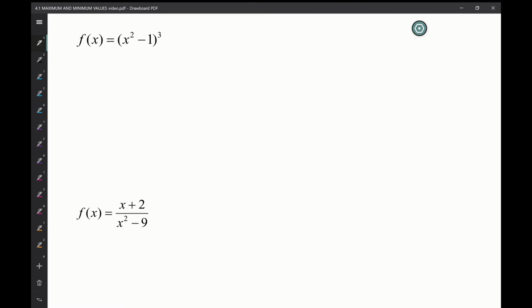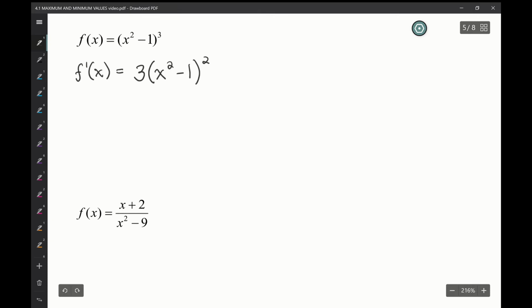Let's look at this next function. We have f of x equals the quantity x squared minus 1, all cubed. So we have to take our derivative. Here we'll have to use a bit of chain rule. So we have 3 times x squared minus 1, all squared. So that's the derivative of that outside function, which is being cubed, times the derivative of the inside function. The derivative of x squared minus 1 is 2x.